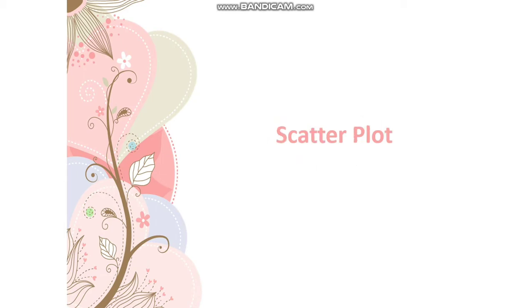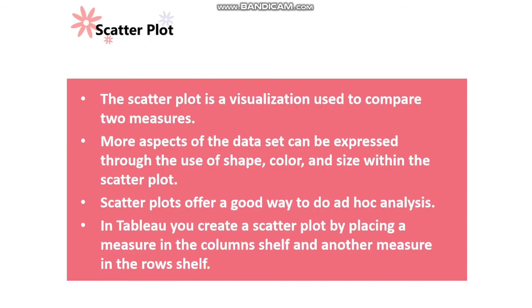In today's video, I'm going to explain scatter plot in Tableau. Let's get started. Scatter plot is a visualization used to compare two measures. It gives us more aspects of the data through the use of shape, color, size within the scatter plot. Scatter plots offer a good way to do the ad hoc analysis in Tableau. In Tableau, you create a scatter plot by placing a measure in the column shelf and another measure in the row shelf. Let me show you how to create a scatter plot.